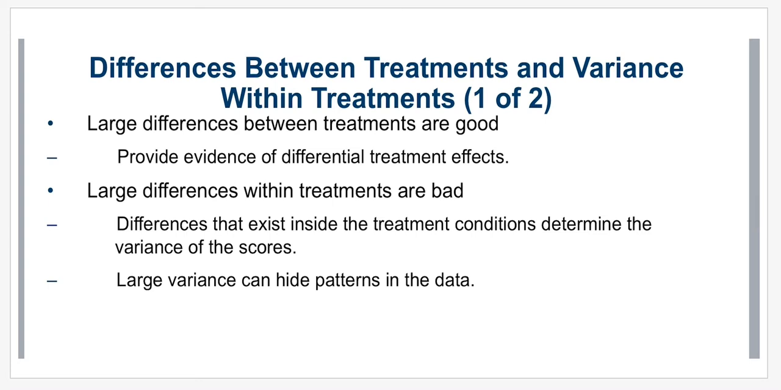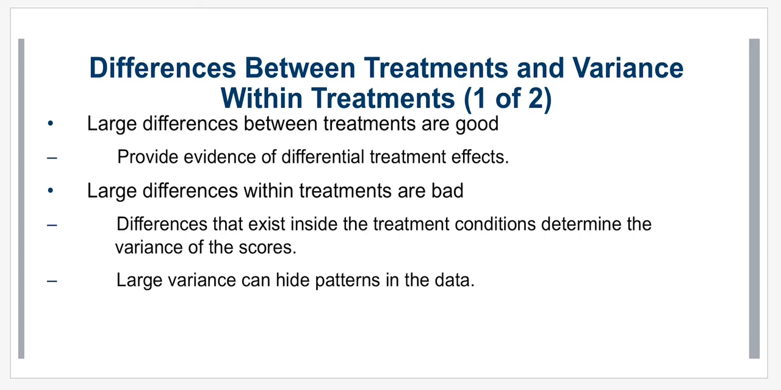So going back to these slides, large differences between the treatments are good. We want it between, because if there's a large difference in scores between the two groups, that suggests that the independent variable had an effect on the dependent variable. So we would love to see large differences between the groups.